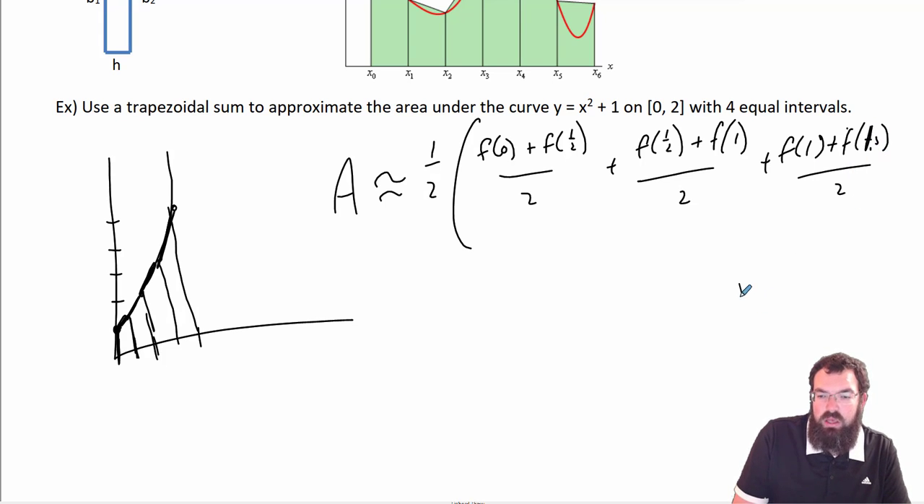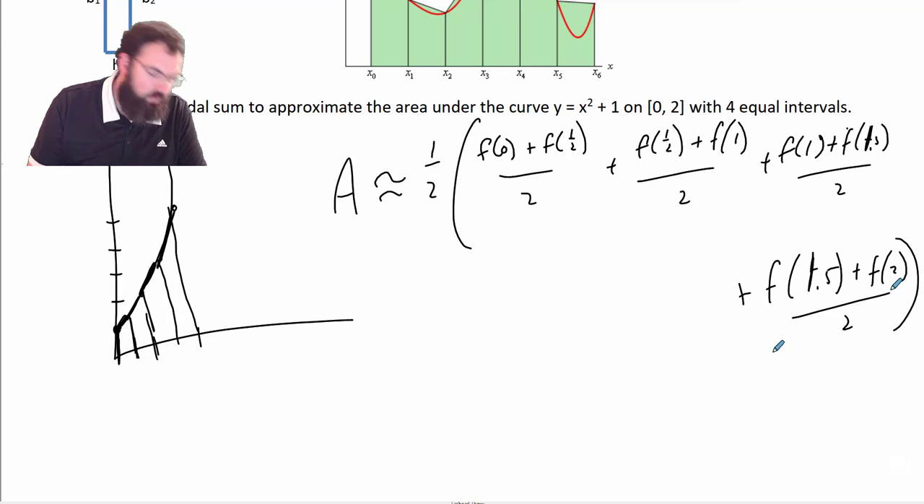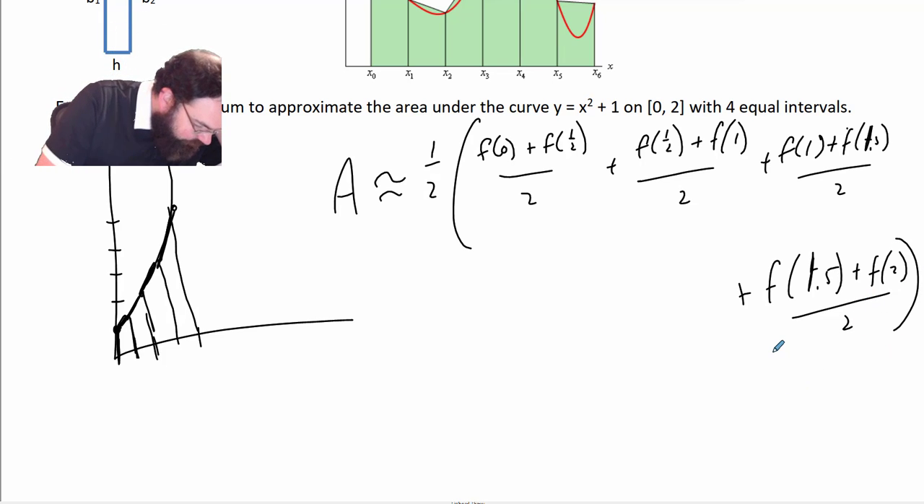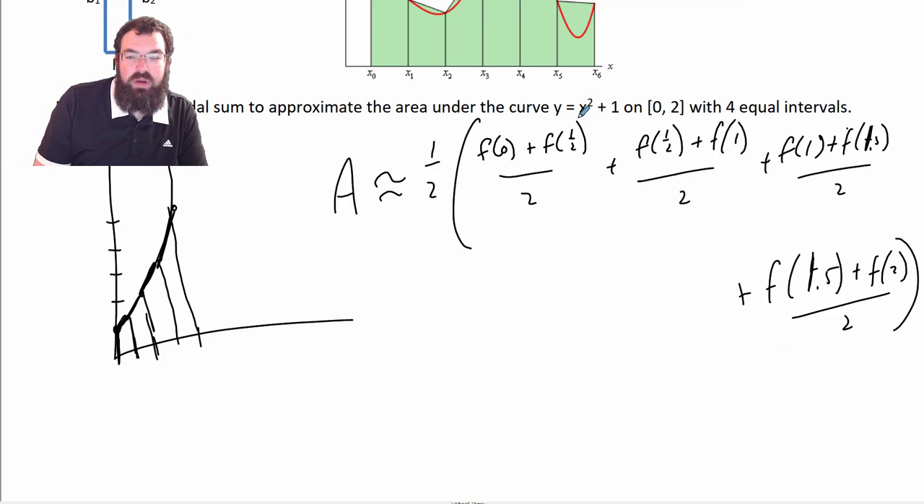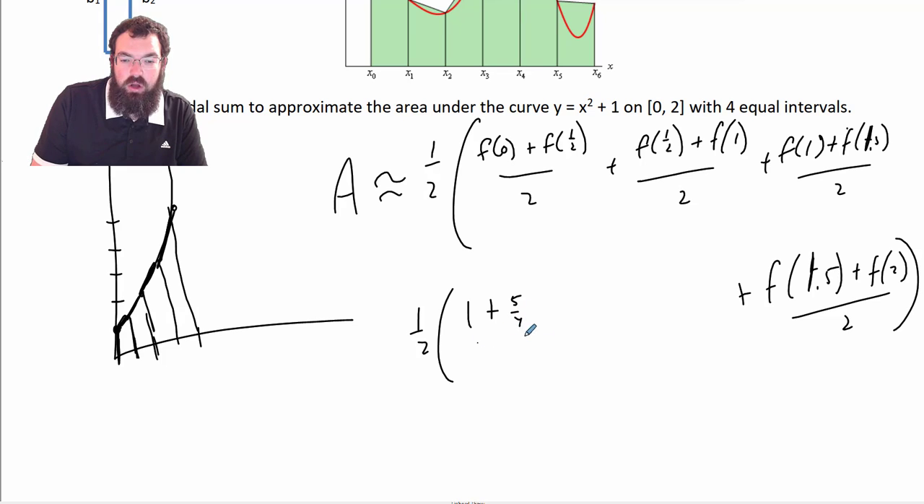Divide that by 2. Plus f of 1.5 plus f of 2, and all of that divided by 2 there. Okay, and so when you do the math, f of 0, you can do the math, right? So f of 0 is just going to be 0 plus 1, which is 1. So this is going to be 1/2 times 1 plus 1/2 is 1/4. 1/4 plus that is 5/4. All of that's over 2 plus, and then you can do the rest of this.